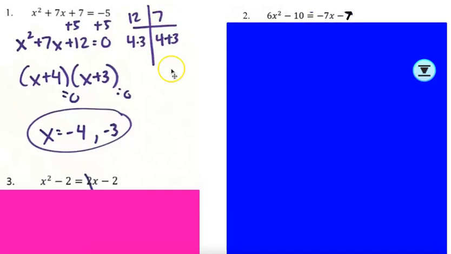Middle term of 7, I'm going to ask myself what multiplies to get 12, adds to get 7, which would be a 4 and a 3. Since my leading coefficient is a 1, I can jump straight to my parentheses, x plus 4, x plus 3. Then I'm going to solve them, set them equal to 0. Again, I know a shortcut is to switch the sign, and so x would equal negative 4, and x would equal negative 3.